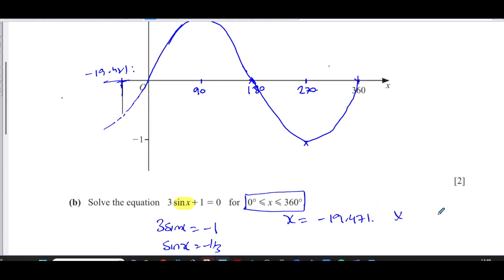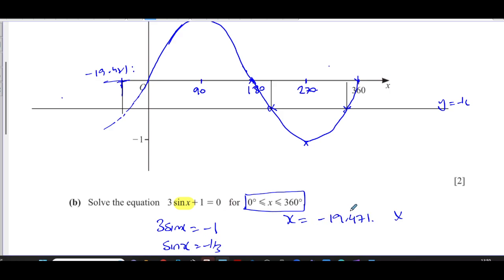But do we just say there's nowhere where the sine curve hits minus 1/3? Well, there is. If I drew the line y equals minus 1/3, it's going to hit the sine curve in two places between 0 and 360. And we've got to find those two places. The only thing we're going to get from the calculator is this angle here. It won't tell us anything else.